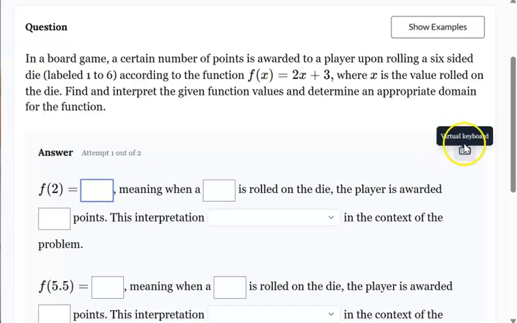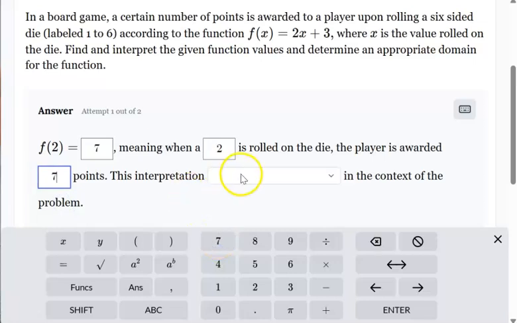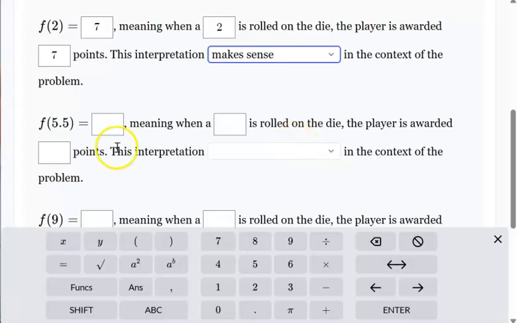So if I had rolled a 2, I double that, which is 4, and then add 3, which is 7, meaning that when a 2 is rolled, the player is awarded 7 points. This interpretation makes sense. All of it seems fine and dandy.